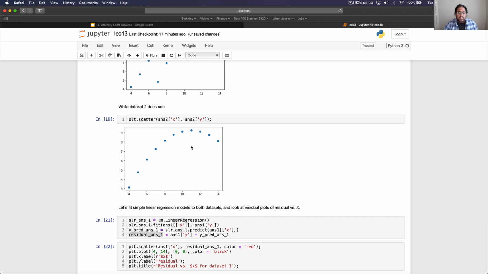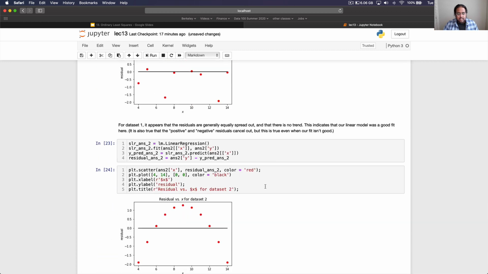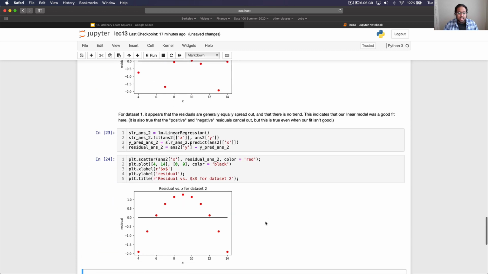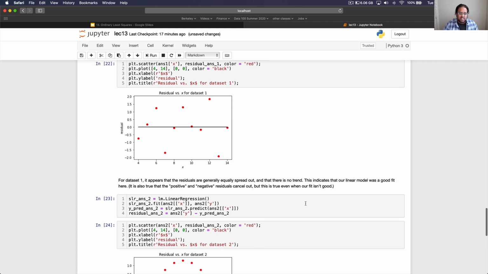And as we saw here, the relationship isn't exactly linear, so we shouldn't expect to see a good residual plot. And so the residual plot here looks something like this. And so this is interesting. Firstly, there's a clear pattern in the residuals, right? Whereas over here, there's no real discernible pattern between x and our residual values.